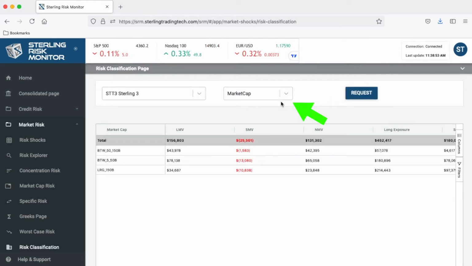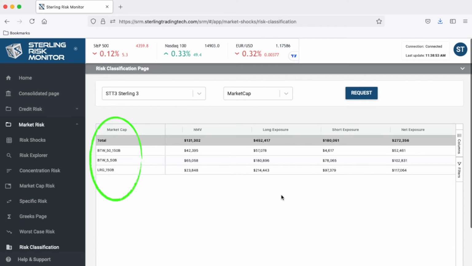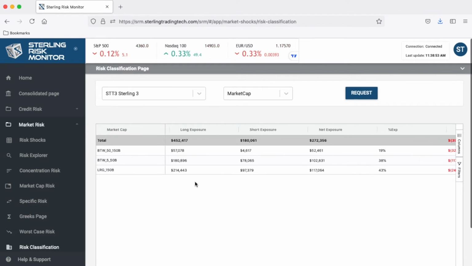If you select Market Cap, it will show you the exposure of the risk of the portfolio categorized by market cap. This portfolio has positions in stocks that are between 50 and 150 billion in market cap, stocks that are lower cap between 50 and 50 billion in market cap, and mega stocks that are over 150 billion in market cap. This shows you the exposures as well as the risk shocks.